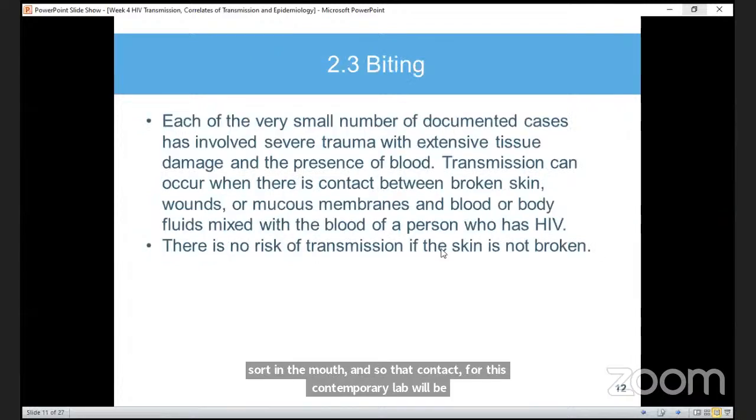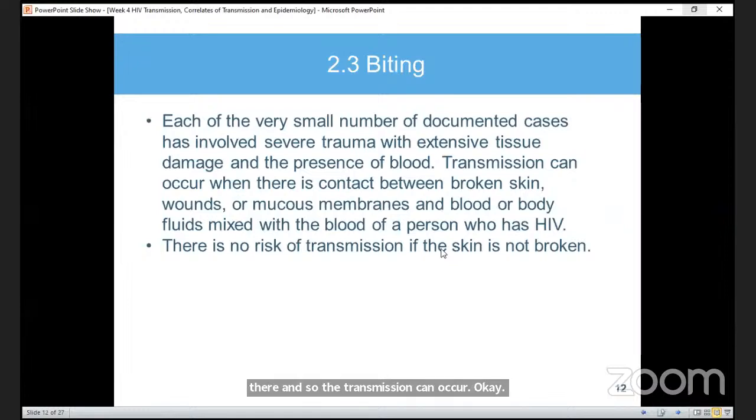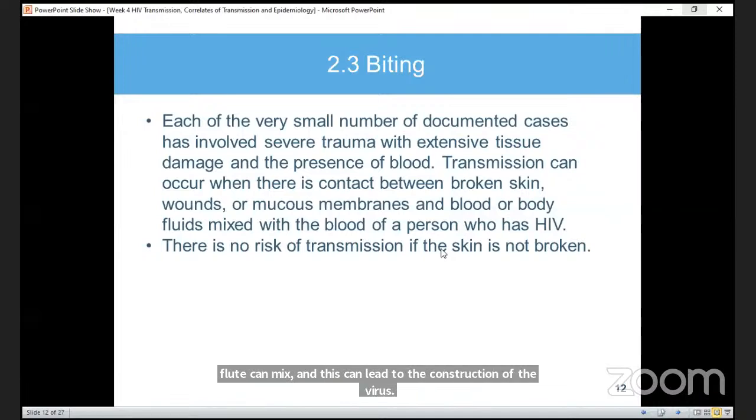Okay. Then you have biting. Of course, biting can also transmit, but again here there are very limited chances of transmission. Why? Because when there is a bite but the skin does not break, you're not going to have blood oozing from any part of the body, and in that case there will be minimal transmission. But if the skin is broken, and there are wounds or the mucous membranes are involved, the blood and fluid can mix, and this can lead to contraction of the virus. There's no risk if there's no breaking.